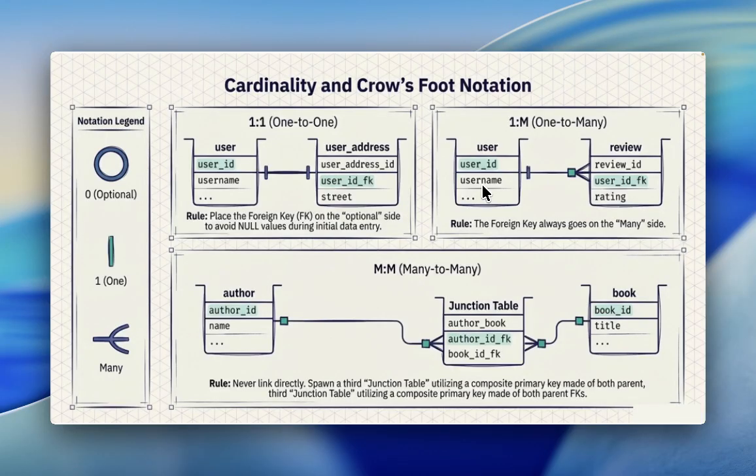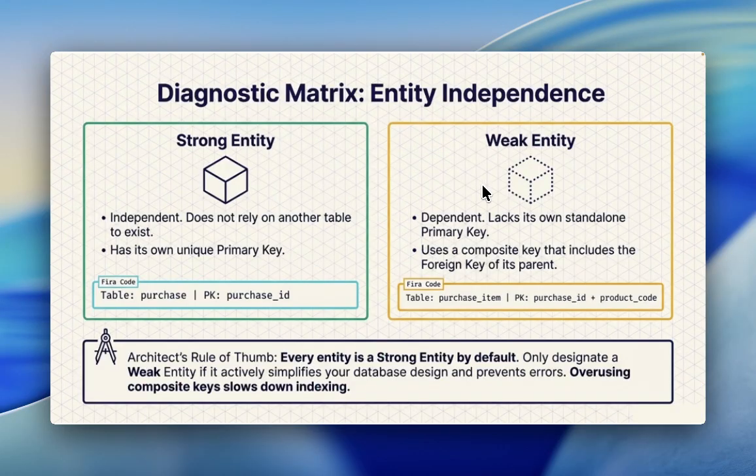Many to many: author, junction table, and book. Author ID, name, author ID as a foreign key, book ID, title. Never link directly. Use a third junction table utilizing a composite primary key made of both parent foreign keys.